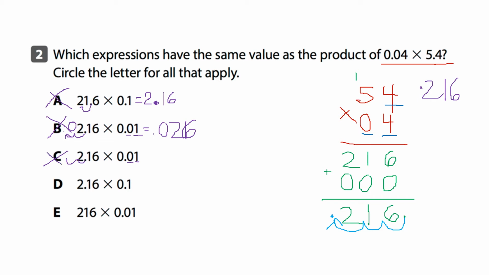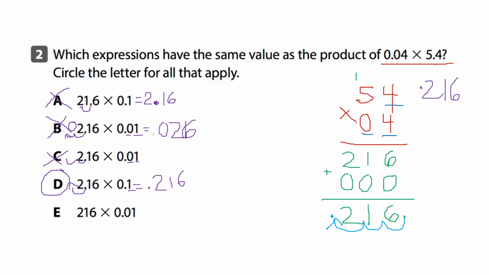For D, I have 2 and 16 hundredths times 1/10, which means I move my decimal place over one spot. And this one, my friends, is correct. That one gives me the same value as the product. And so I would pick D.